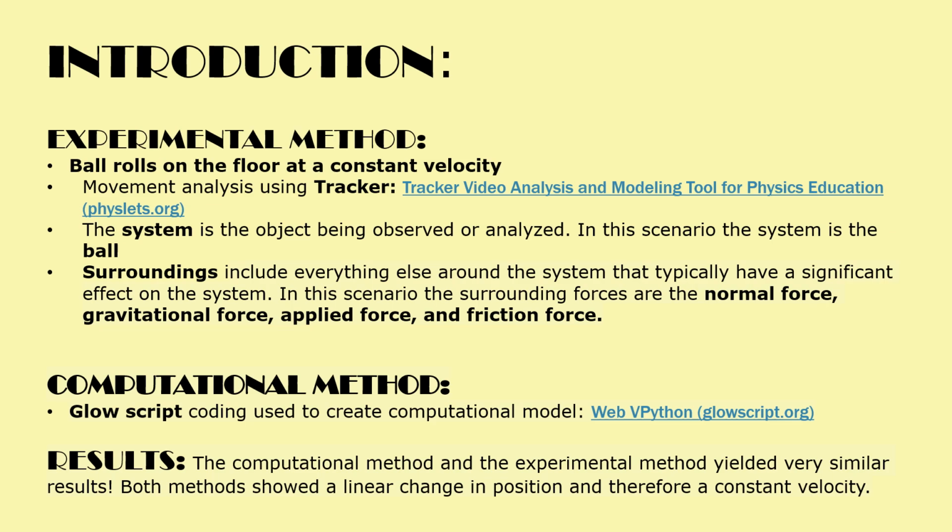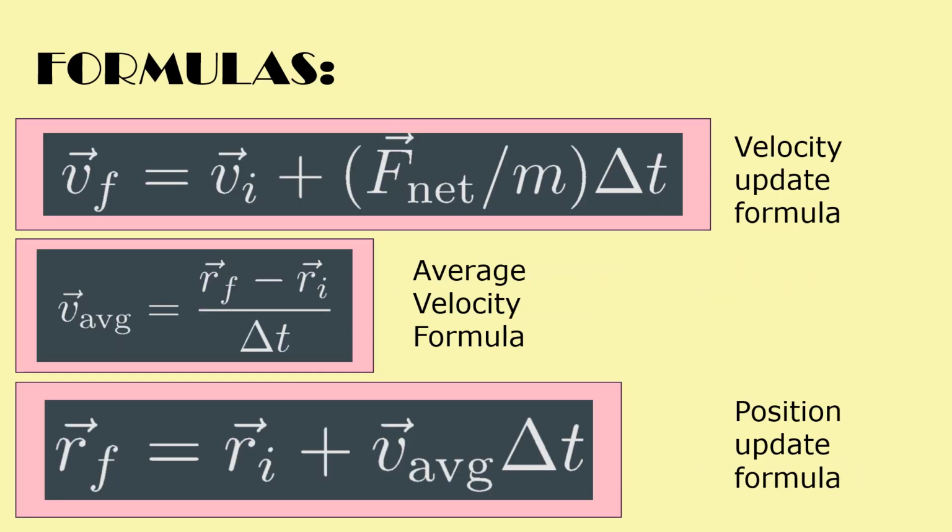In the computational method, the position versus time graph was created using GlowScript coding. The results yielded very similar numerical values, and both methods showed a linear change in position and therefore a constant velocity. Calculations done in today's lab required these three formulas. First, we have the velocity update formula, then the average velocity formula, and the position update formula.